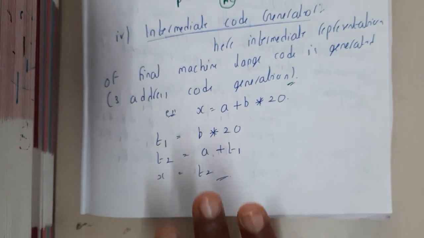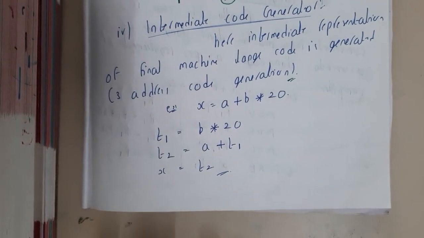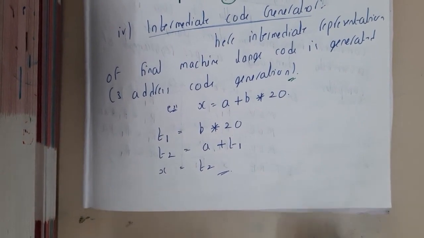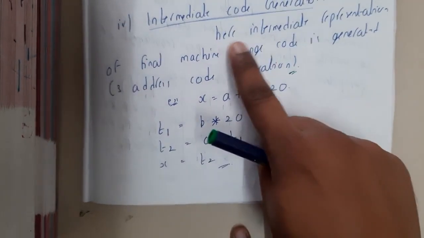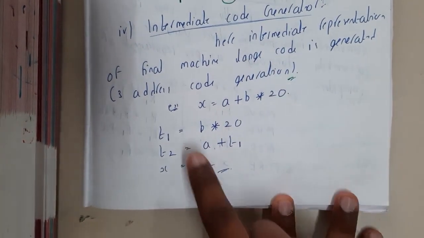So these are the 3 things that you will be storing, guys. We'll be discussing each and every phase in detail in our future sessions, so don't worry about any confusion. Okay, so here the intermediate representation of the final machine language code is generated.